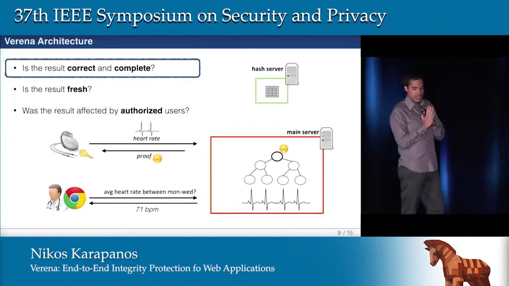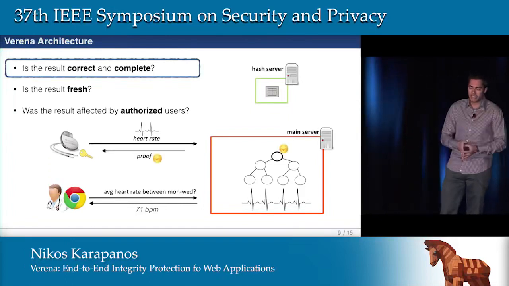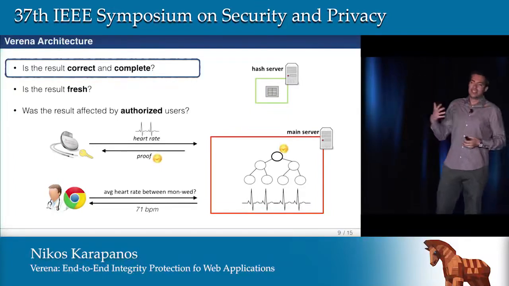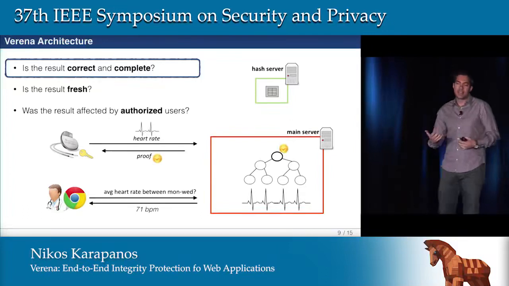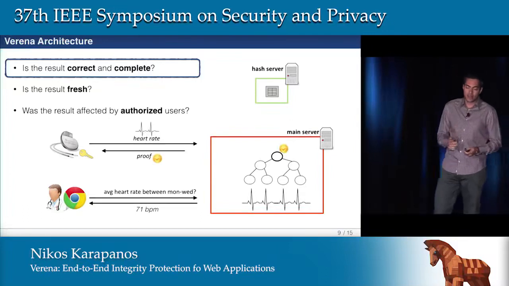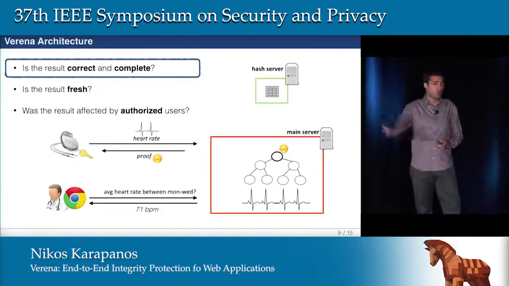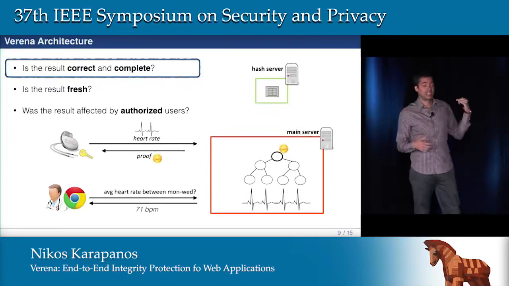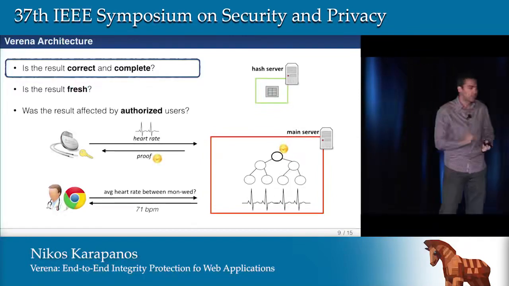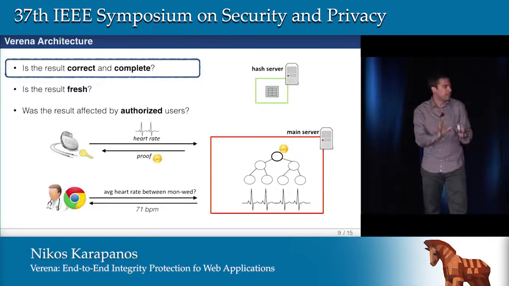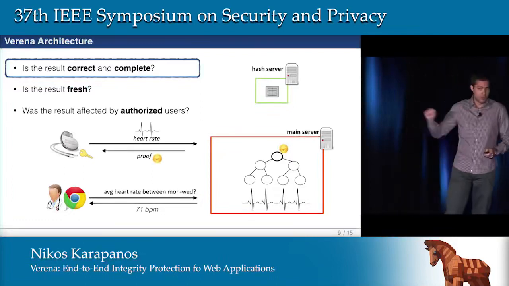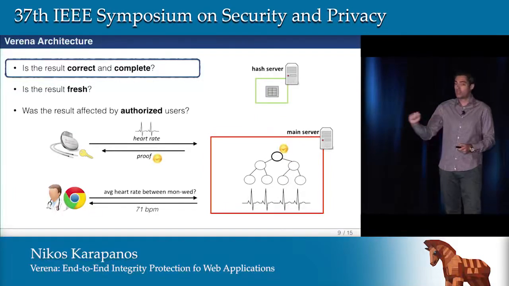This is exactly what authenticated data structures give us, and Verena, as I told you, makes use of them. So the main server maintains balanced Merkle hash trees, and whenever the pacemaker tries to update, for example, the heart rate of this patient, the server has to return some proof to the pacemaker that it updated the tree correctly to reflect the changes in the patient's data. And also, of course, the pacemaker will sign the root of the tree with its key, so that we know who did the update.